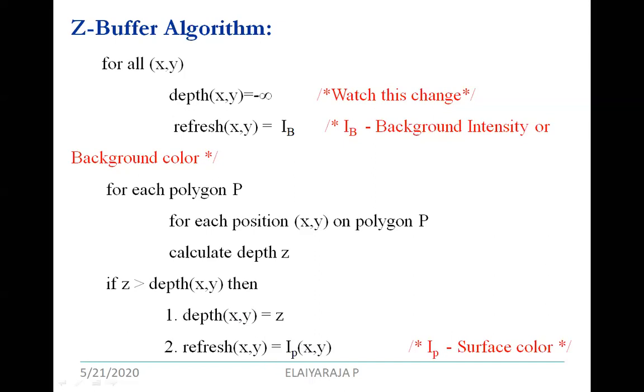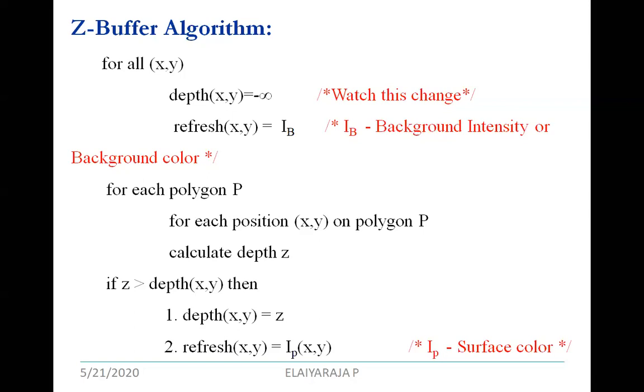So what you are doing, listen carefully. For all current pixels, based on the Z-buffer algorithm, you have to store two buffers. One is the depth buffer, that is your Z value. The second one is the refresh buffer, that is the intensity of the depth value. We are processing each and every pixel, and once it is processed, we fill it with the surface color. That is your refresh buffer.